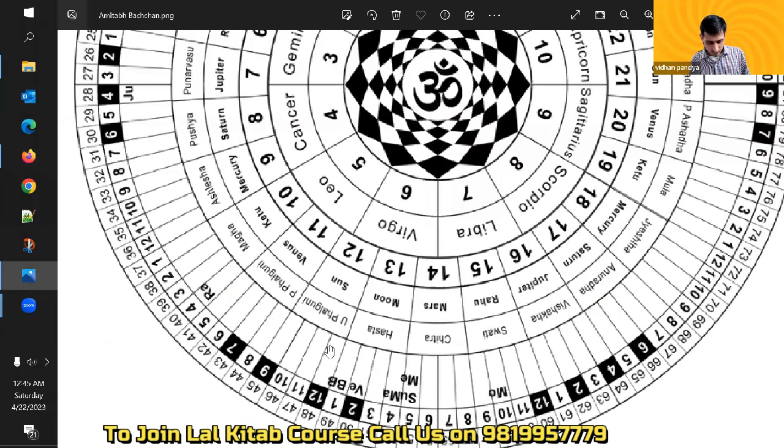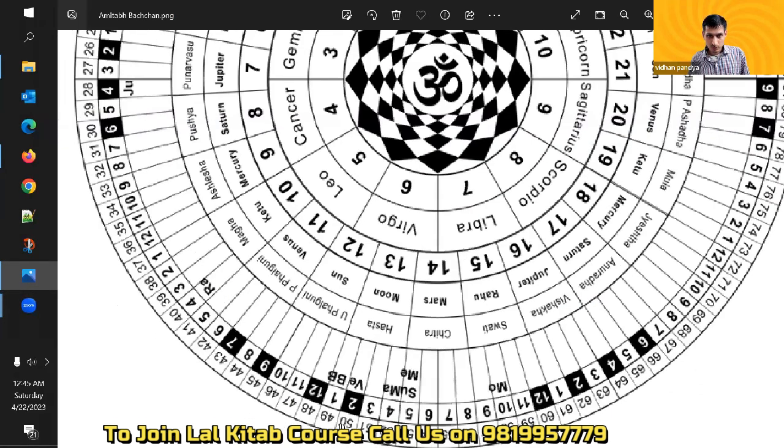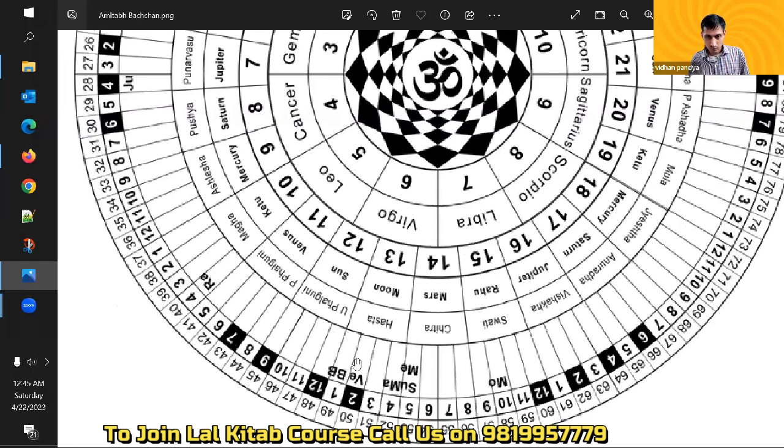Next event I have is during his 50th year. In the 50th year, we have Venus getting activated. Sir, what is this dark black color which has been indicated separately? Pushkar Navamsha. Okay.